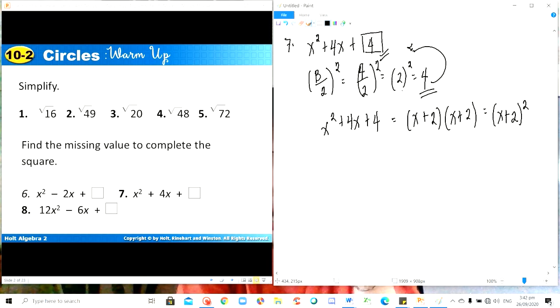If you will notice, the 2 here is actually the quotient of b and 2. Okay, let's try another example before we proceed with number 8. Let's say you have x squared plus 6x plus blank. Try, what must be added to this?